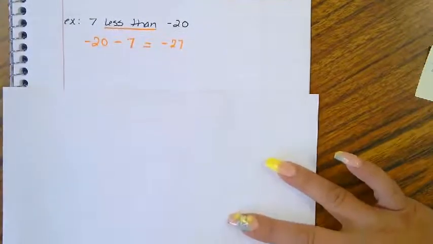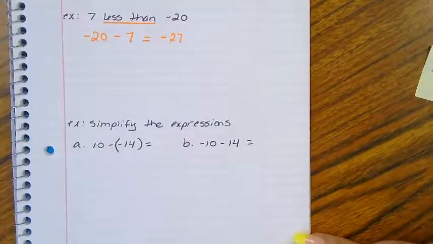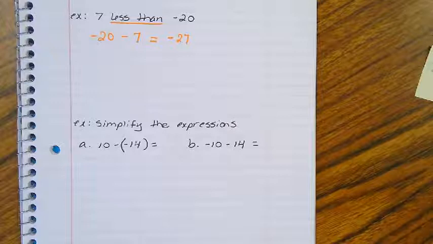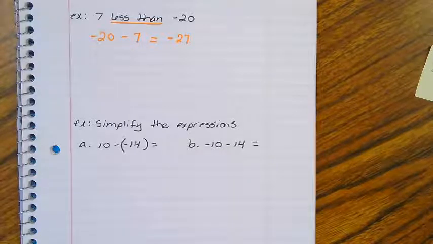Okay, one more example. I'll leave that one up top. Okay, write this one down. Last one. Simplify the expressions. It's giving us two different expressions, so we will have two separate answers when it comes to that problem. So our first one is 10 minus a negative 14, and our second one is a negative 10 minus a 14. Once you write it down, let me know what you think A and B is going to be. So this is A, this is B.